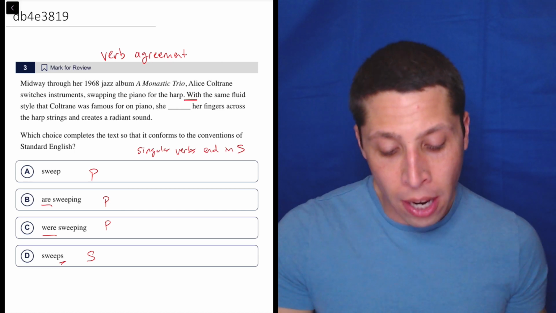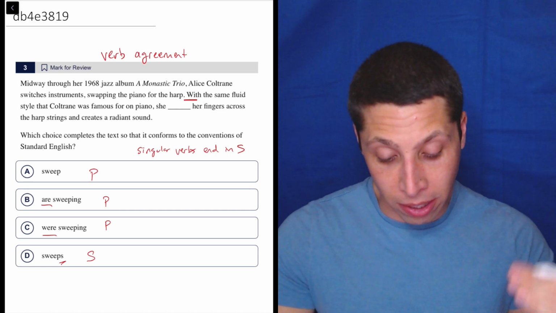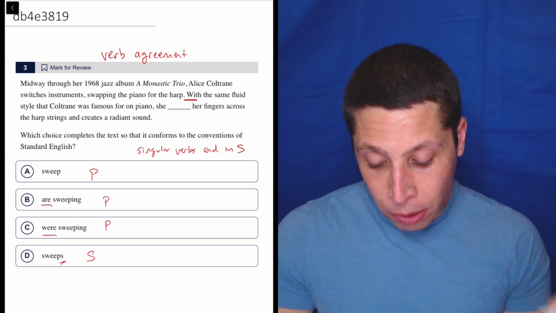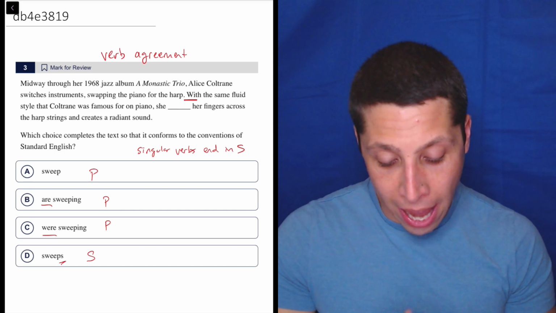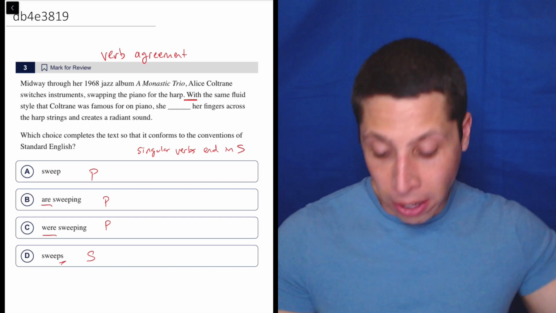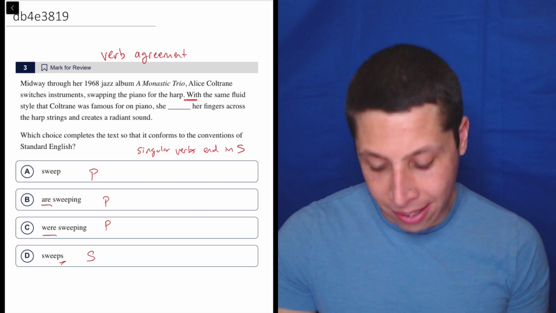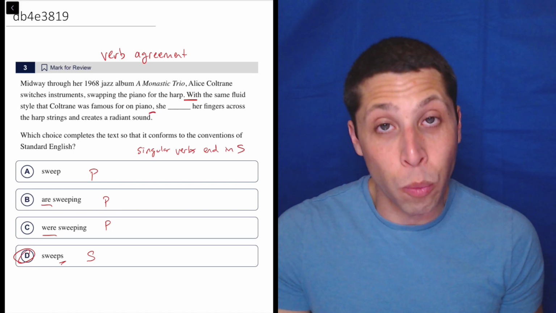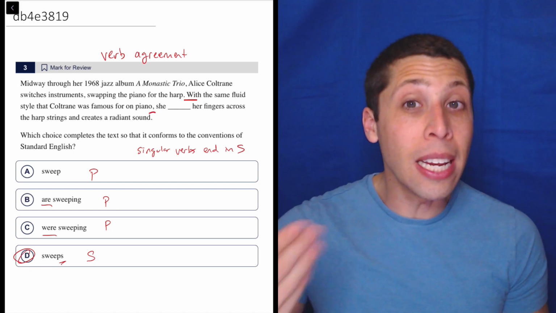So I'm going to start here with the word with, because that is kind of where the sentence that we care about is going to start. With the same fluid style that Coltrane was famous for on the piano, she sweeps her fingers across the harp strings and creates a radiant sound, right? So this first part is just an intro. The comma tells us that. The word with also helps there, telling us we're leading into the main sentence.